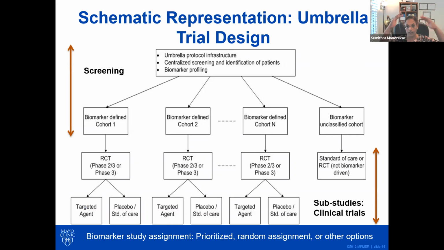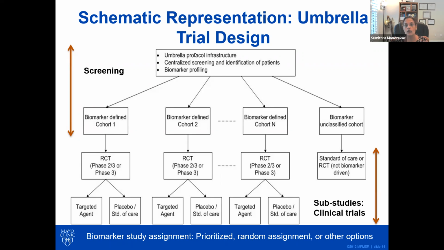So you have a screening platform, which is a funnel, and then you have individual studies underneath that funnel. Those individual studies are going to be defined by biomarkers. But these are more late stage study designs. In other words, you already probably have a good sense of how this drug, the targeted agent, works in this biomarker specified cohort.